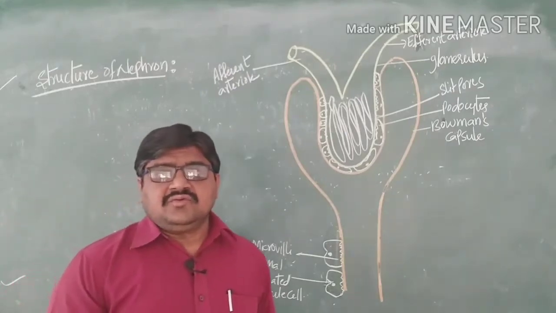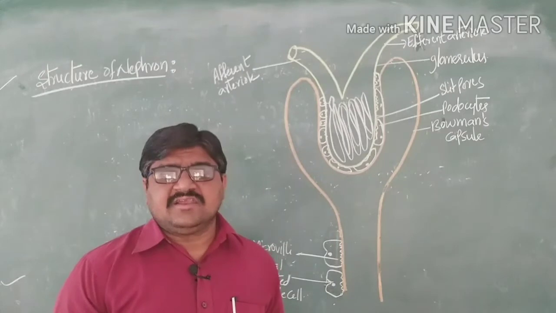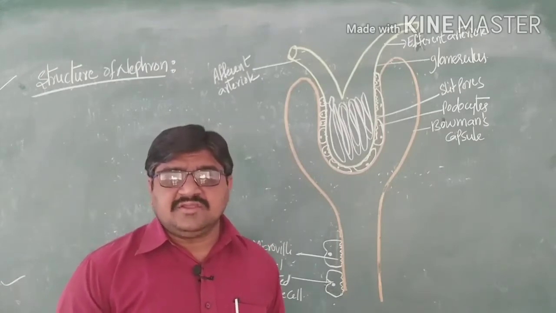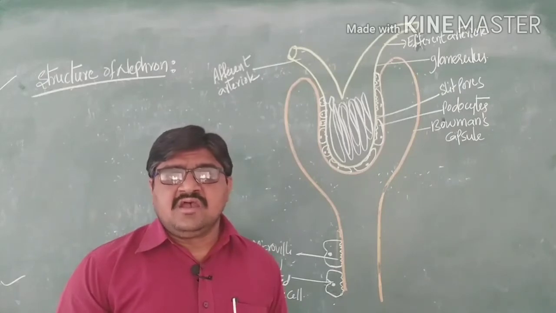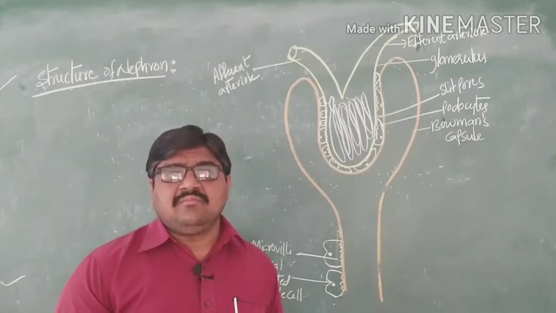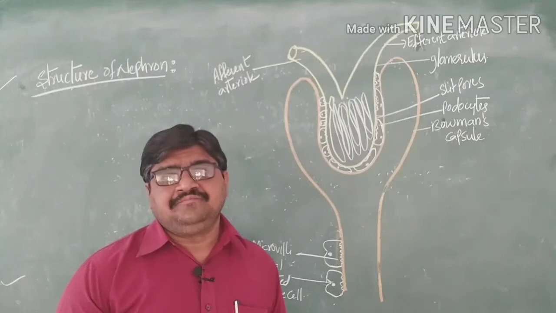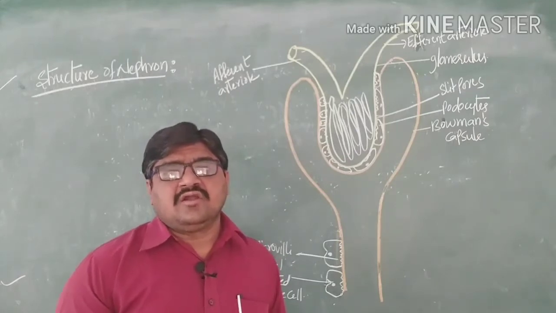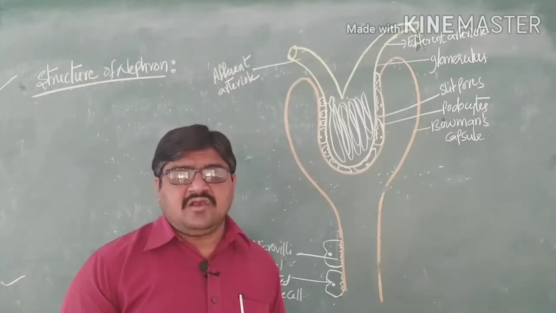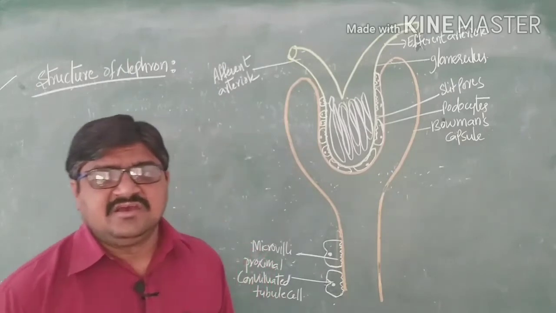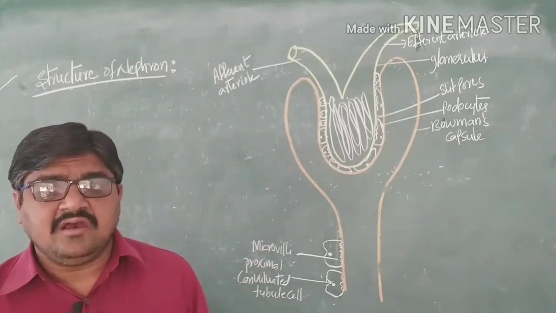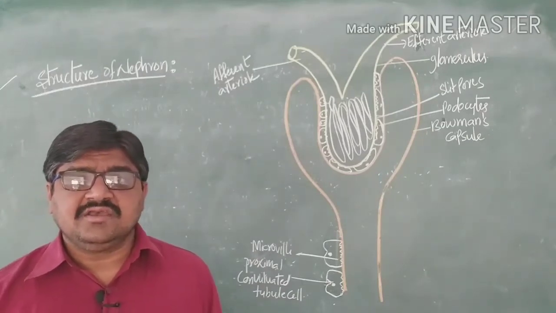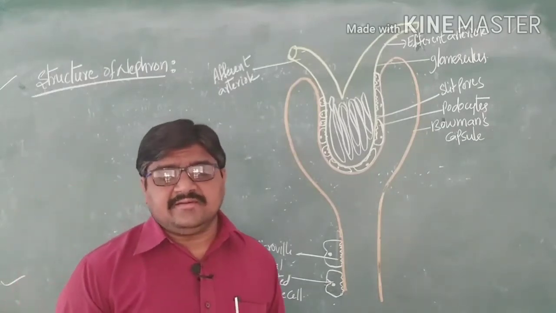And ureotelic: the organisms which excrete the main excretory product in the form of urea are called ureotelic. This is less toxic when compared to ammonia. Here the cartilaginous fishes, the frog, as well as humans excrete the main excretory product in the form of urea. Next, the third one is uricotelic.